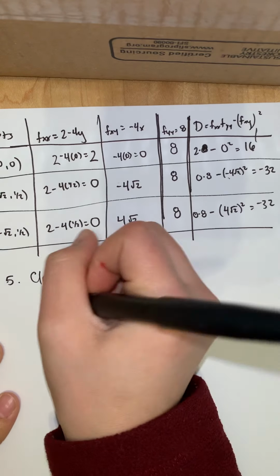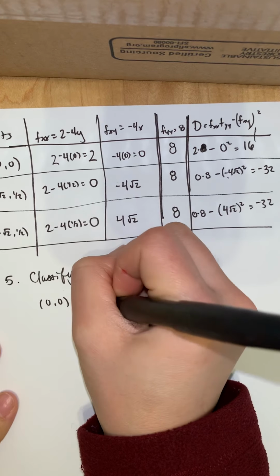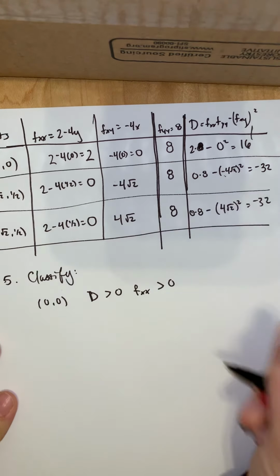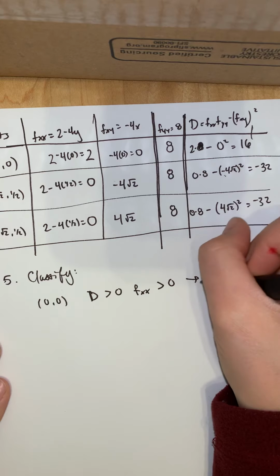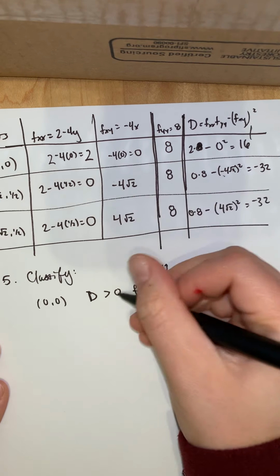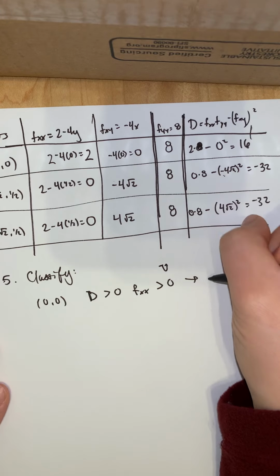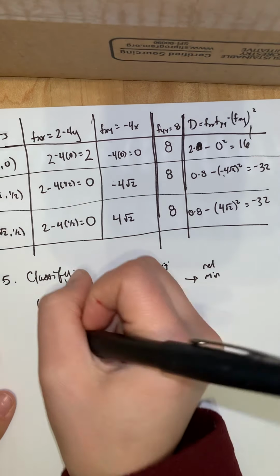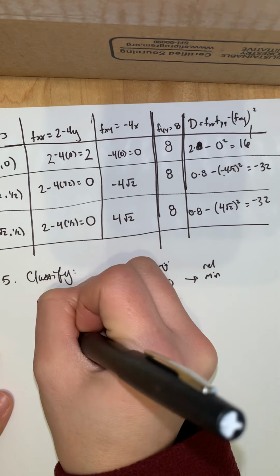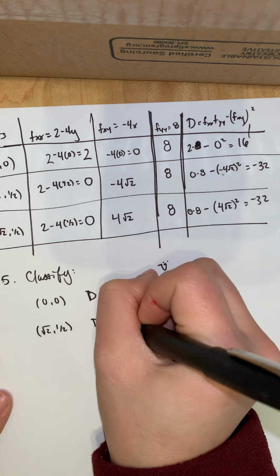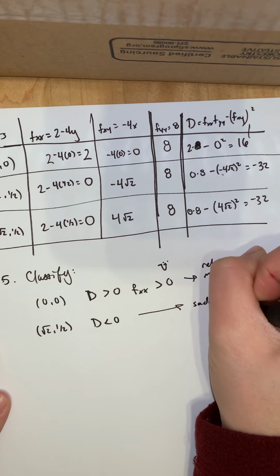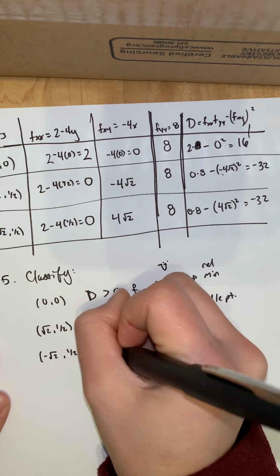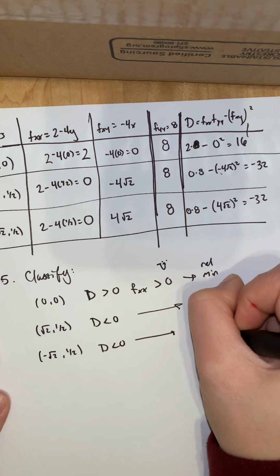Using our chart, we know that for (0, 0), our D is positive, fxx is positive. So then I have A, the same makes me positive, and the same makes me happy. So then I have a relative min. At (root 2, 1/2), I have D less than 0, so then I know that I have a saddle point, and at (negative root 2, 1/2), I have another D less than 0, so I have another saddle point.